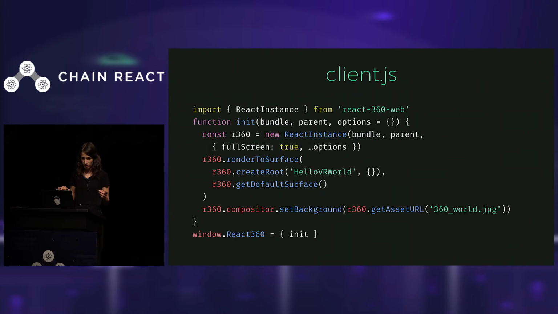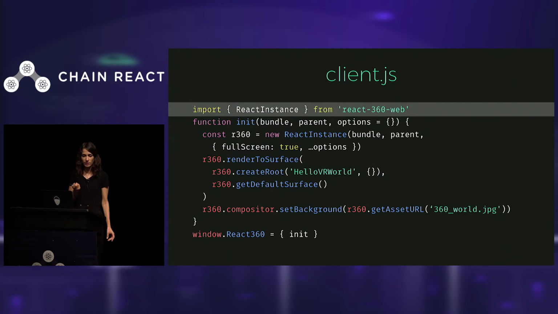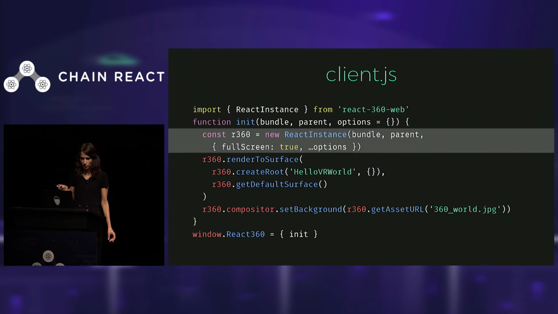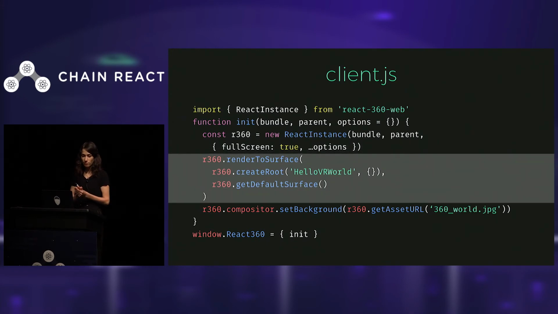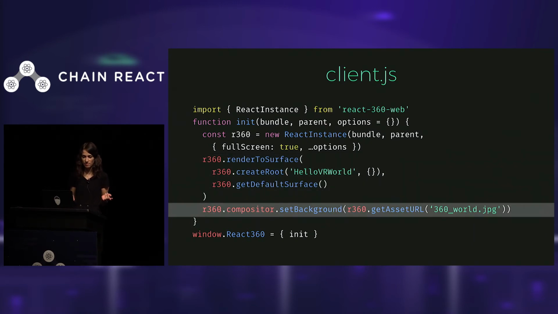This is the code that gets scaffolded by the CLI in the client.js. First, we are importing React instance from React 360 Web before defining and executing the init function. Within the init function, we create a new React instance with some options. Then with renderToSurface, we actually render what is defined in the index.js into the 3D scene. A surface is by default a cylindric layer on which you can draw a 2D user interface. The last thing that happens here is setting a panoramic background image.